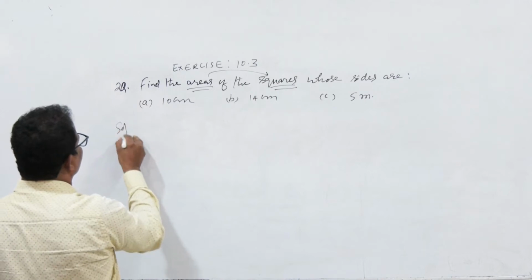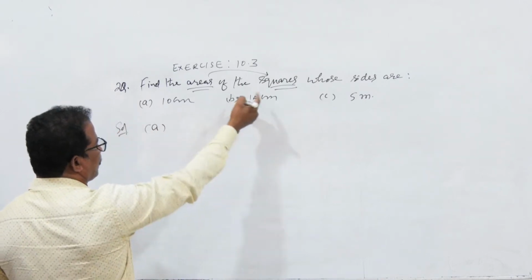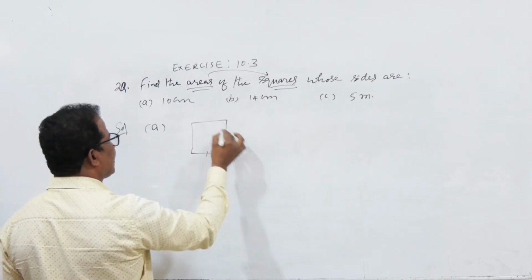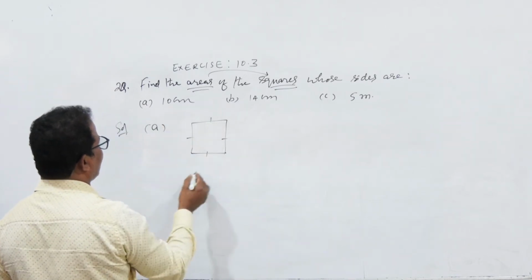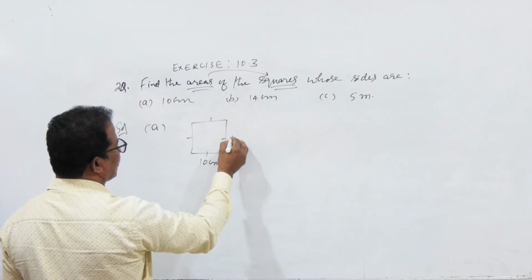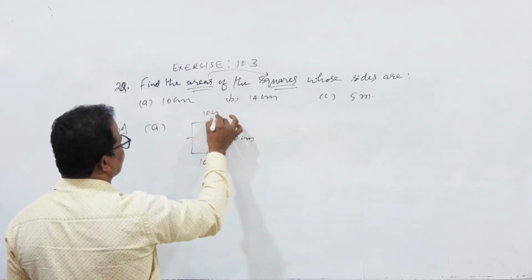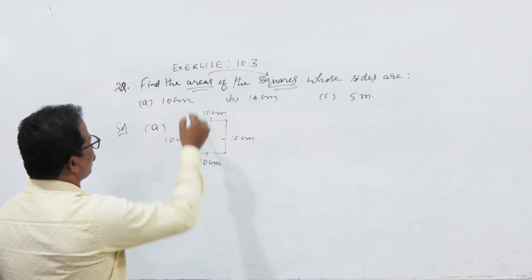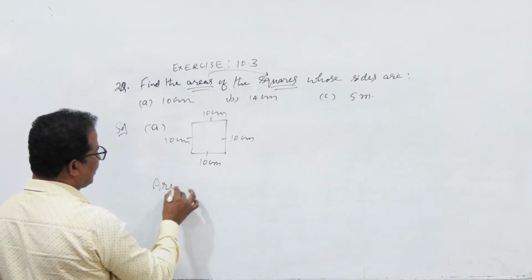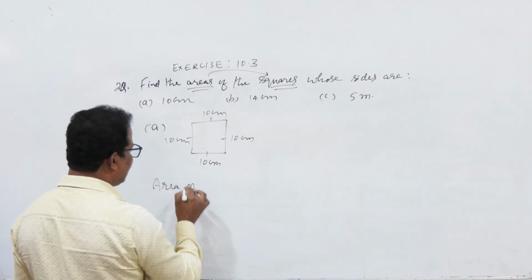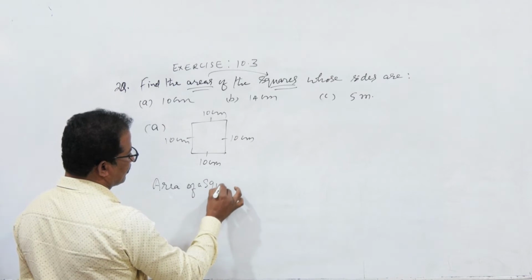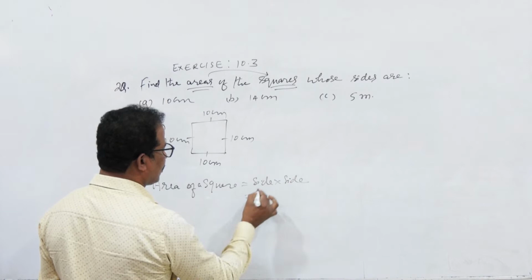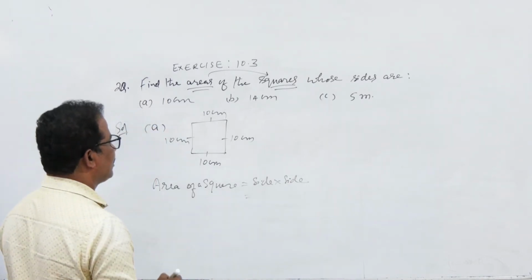Understand? So in the solution, first one, square means we can draw a square first. We draw a square whose sides are given here. What is the side in the first question A? That is 10 centimeter. That means this side also 10 centimeter, and this side also 10 centimeter, and this side also 10 centimeters. So we need to find the area, and we have a formula for finding the area of a square. Already we learned, area of a square is equal to what? Side into side.